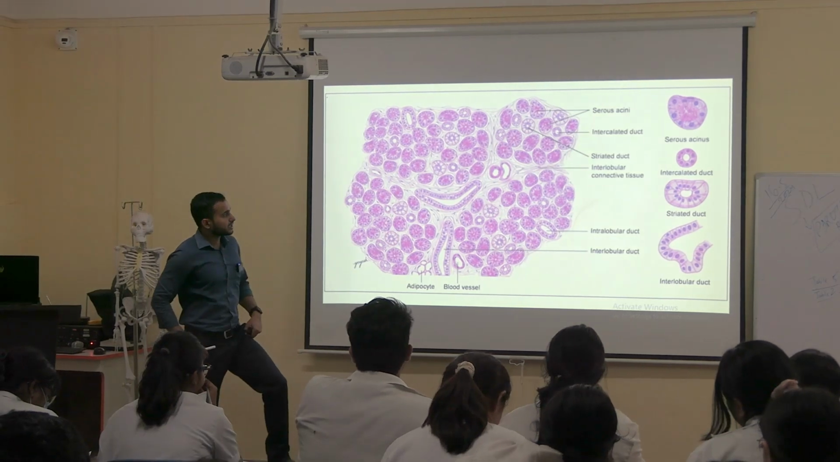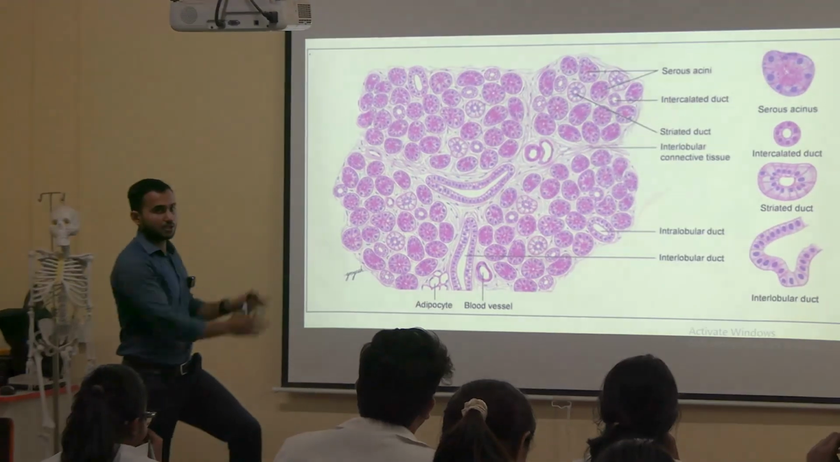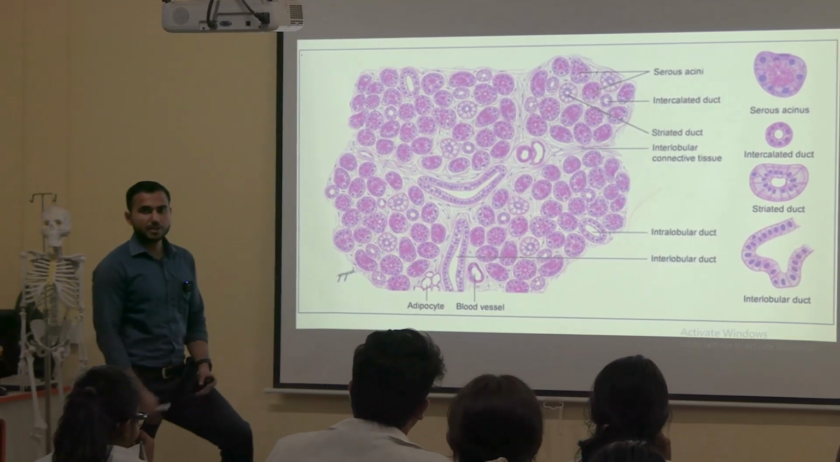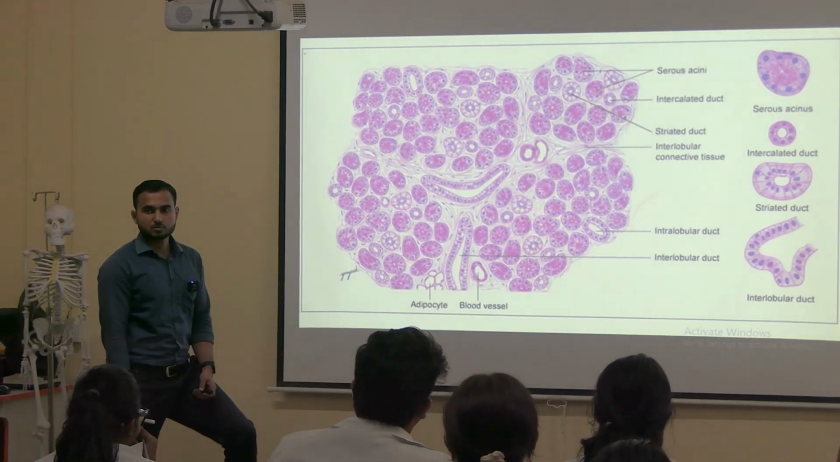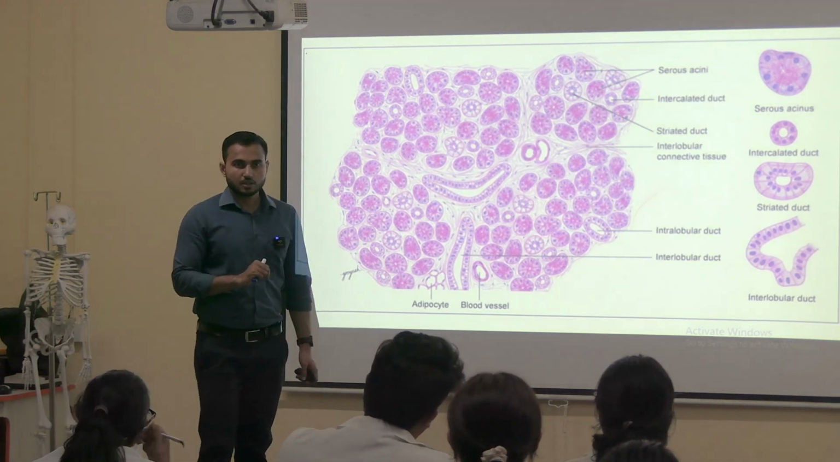In between the septa, can you see the lobules? ठीक है, एक lobule है. Now take one particular lobule. What can you see inside the lobule? You have to identify two things over here.